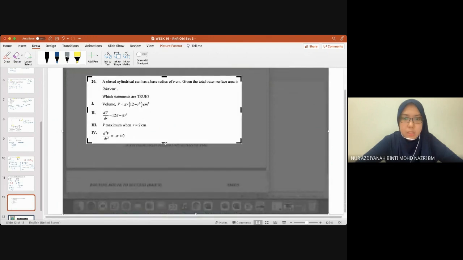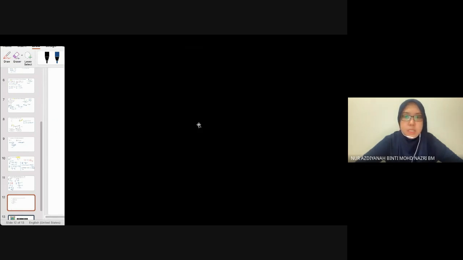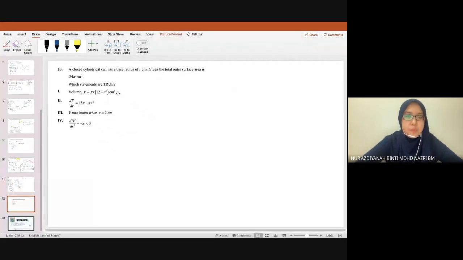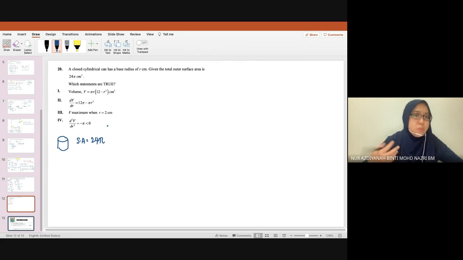Alright. Okay, so we are given about the cylinder. Okay, so this cylinder has a base radius of r cm. Okay, so cylinder, obviously the shape is lebih kurang macam ni lah. Kita ada cylinder. Okay, so base radius of r cm. Given the total outer surface area, so yang dia bagi kat kita adalah surface area equals to 24 pi. So which statements are true? Okay, so dia nak relate dengan statement volume. Jadi kita cari dulu volume later. Okay, but first kita solve dulu surface area ni.